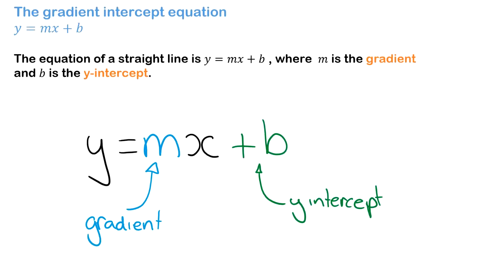In this video, we're covering the gradient-intercept equation, which is y equals mx plus b, where m is the gradient and b is the y-intercept. Now remember, the y-intercept is where it crosses the y-axis. So again, on your screen in big, you can see y equals mx plus b. M's in blue, and it's the gradient. In green, you can see plus b. Now that's the y-intercept.